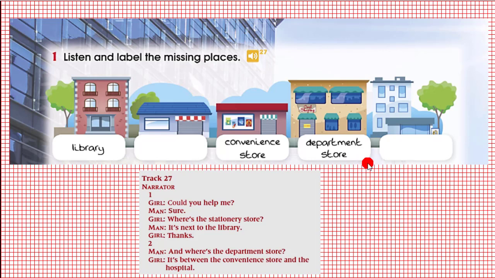Track 27. 1. Could you help me? Sure. Where's the stationery store? It's next to the library. Thanks. 2. And where's the department store? It's between the convenience store and the hospital.